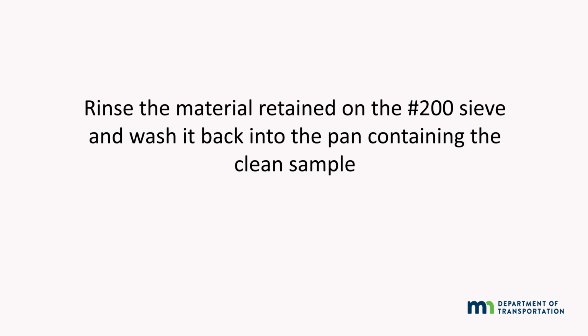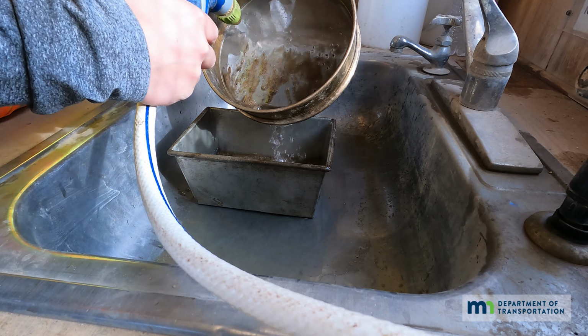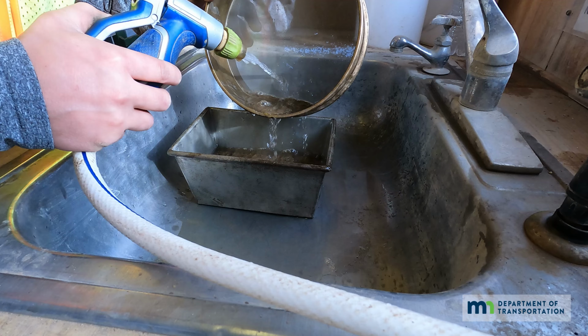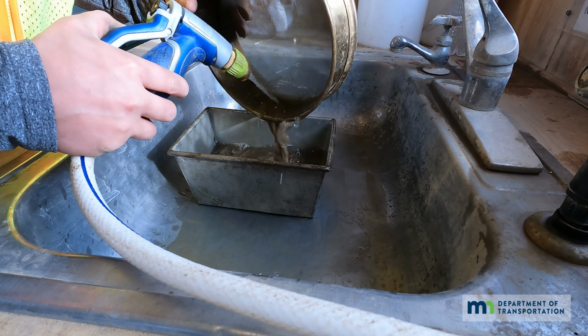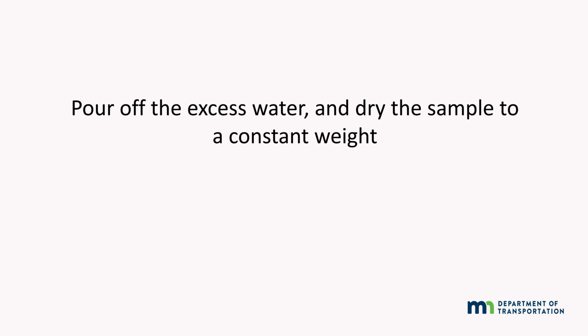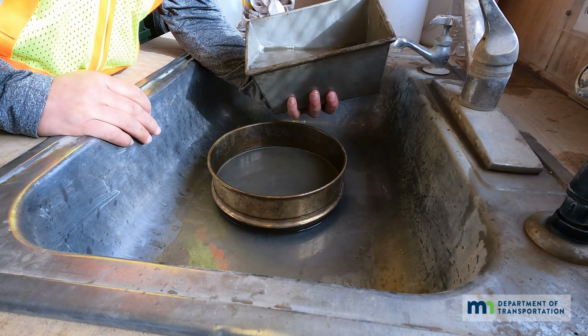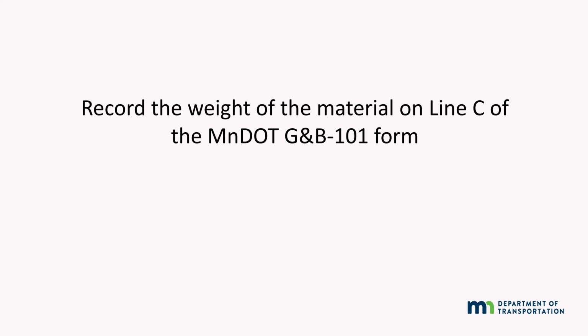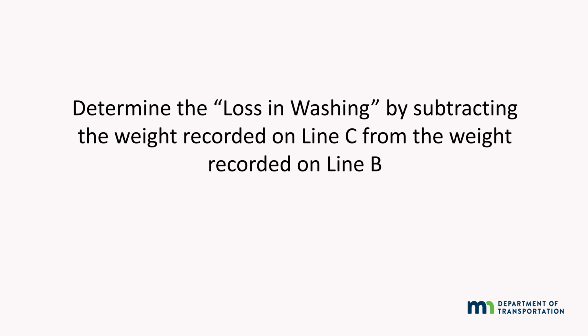Rinse the material retained on the number 200 sieve and wash it back into the pan containing the clean sample. Pour off the excess water and dry the sample to a constant weight. Record the weight of the material on line C of the MnDOT GNB-101 form. Determine the loss in washing by subtracting the weight recorded on line C from the weight recorded on line B.